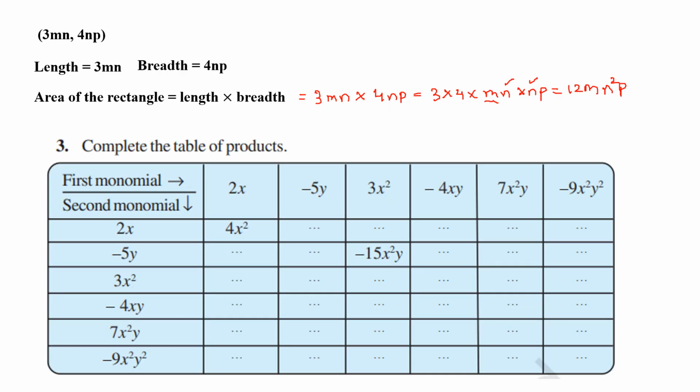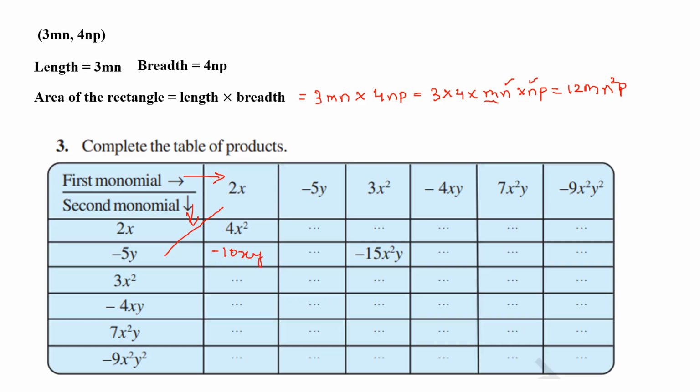Now moving to the next question. Now question number 3, you have to complete the table of the product. So first monomial is given towards right side and second monomial is towards the downside. So you have to multiply it. So one example is given, 2x into 2x is 4x square. Now you have to multiply minus 5y with 2x and write over here. So minus 5y into 2x. So minus 5 into 2 is minus 10 and x into y is xy.